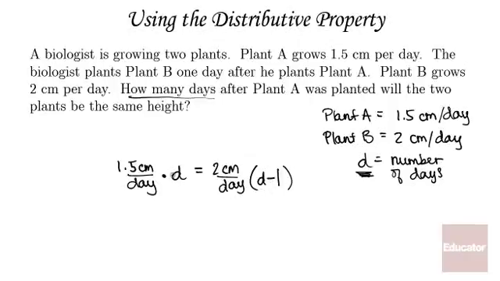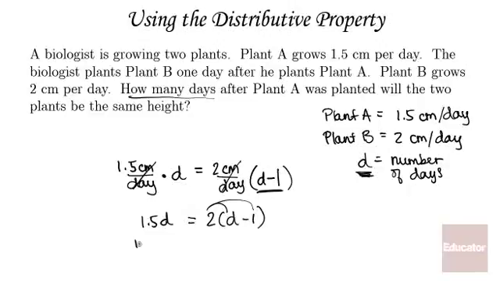So 1.5 centimeters per day, the days are going to cancel. So we have 1.5 D equals 2D minus 1. I'm just taking out the units here, so it's a little easier to look at. We have 1.5 times D and 2 times D minus 1 in parentheses. So this is when I can set them equal to each other because the heights are going to catch up. And this is very important. I subtracted a day here because remember that the 2 centimeters had a day less to grow.